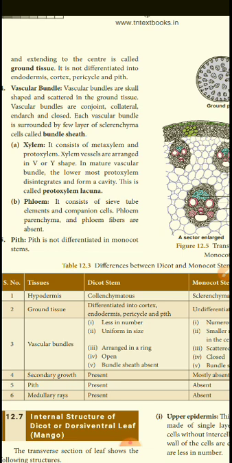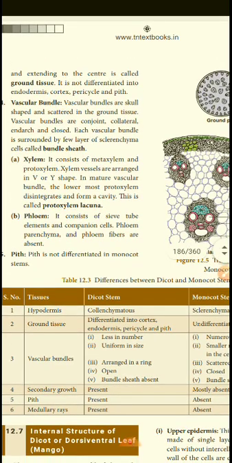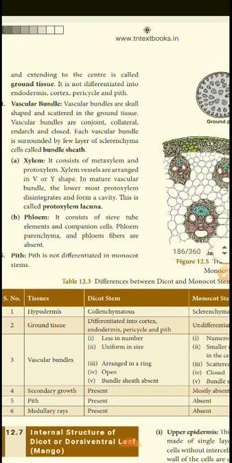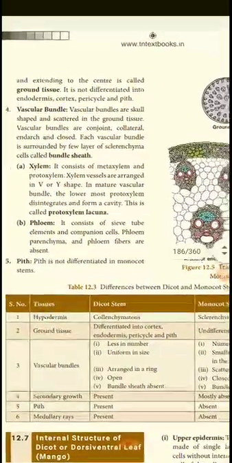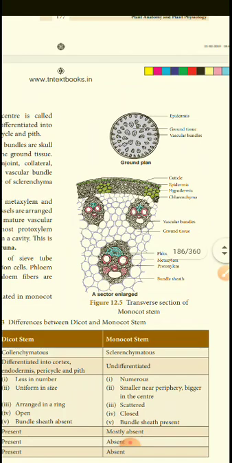The lowermost protoxylem disintegrates and forms a cavity. This is called the protoxylem lacuna. So next is the phloem. It consists of sieve tube elements. Sieve means the tea filter or flour filter we use in your home. That structure is there. It has a companion cell and phloem parenchyma. Fibers are absent here. Pith is not differentiated in monocot stems. So no differentiation is there. With this, the ground plan is a normal one only.